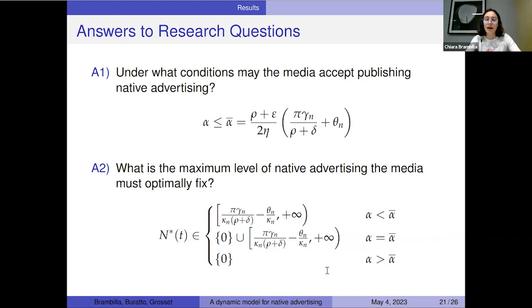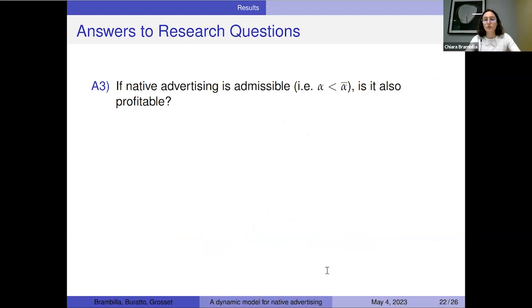But what I want to highlight is that when alpha is equal to alpha bar, the media outlet chooses capital N positive, as an inactive constraint, by allowing publishing native advertising on its platform. In this situation, there is going to be a damage to its credibility, even though there are no advantages from a profit point of view. So let's try also to understand better the profit point of view for the media outlet.